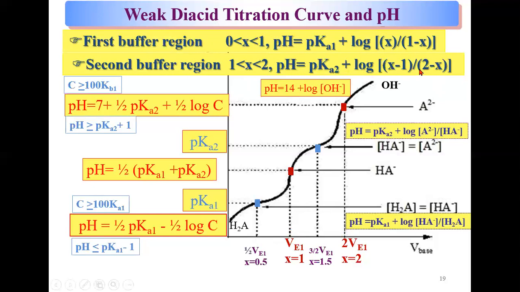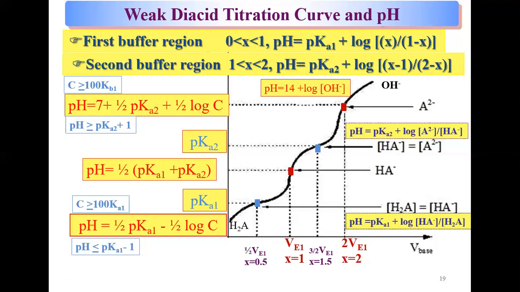Well, actually, the second buffer region is not so difficult. Once I memorize the first, which we already derived last time, instead of x put x minus 1, and in the denominator, instead of 1 minus x, you get 2 minus x. Or simply memorize them. You will see that they come in handy.